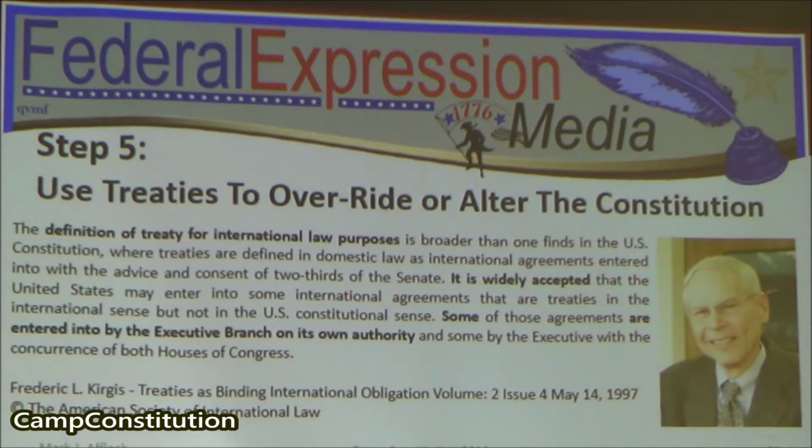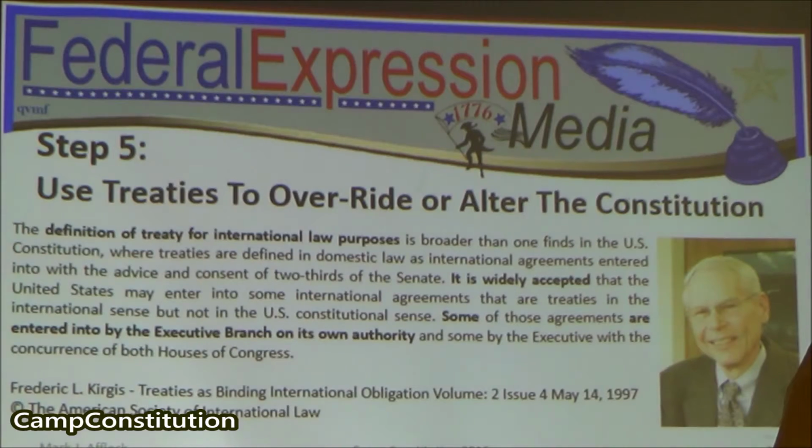Now, I need to introduce this guy to you real quickly before we end this talk. This is Frederick L. Kurgis. He wrote something called Treaties as Binding International Obligations. He's considered the foremost authority in international law. He provides a new understanding of treaty-making power to law students in both the United States and in Europe, the UK in particular. So he says the definition of a treaty for international law purposes is broader than one finds in the U.S. Constitution.